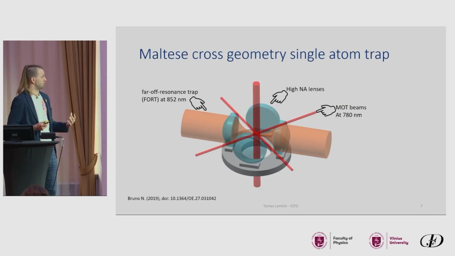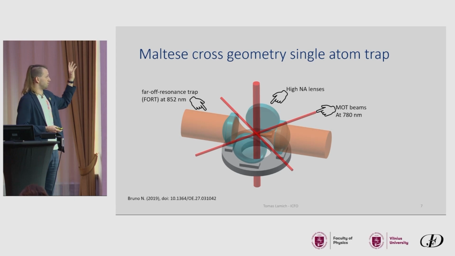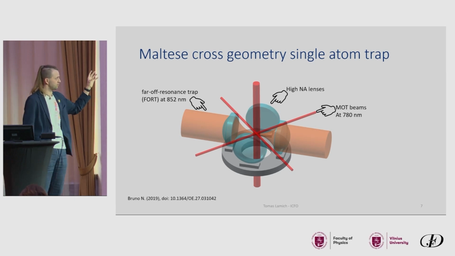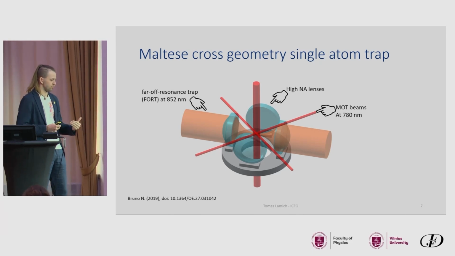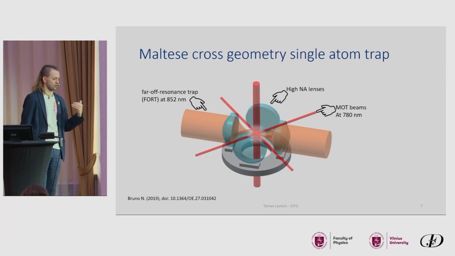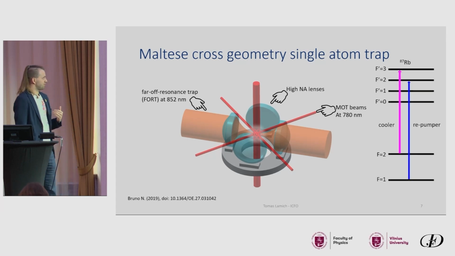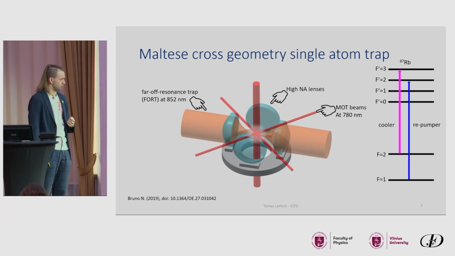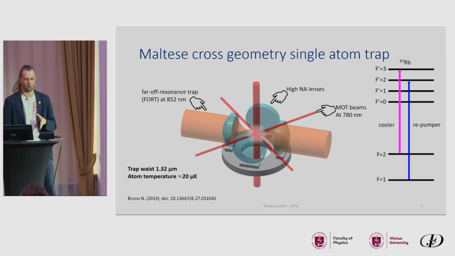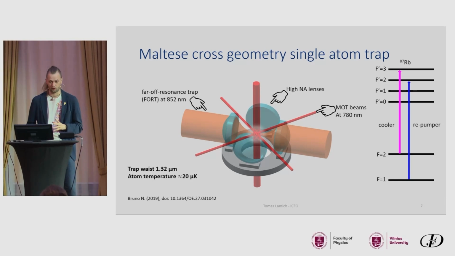How to put this in the lab? First, we need some trapping system. So we have a multi-cross geometry trap with 4 high numerical aperture lenses. Through a pair of those, we send a far-off resonance trap at 852 nanometers, and we overlap the trapping region with our magneto-optical trap at 780 nanometers, and we let the atom enter and leave the trap as it wishes. We use the rubidium-87 atom with the cooling on the 2 to 3' transition and repumping on the 1 to 2' transition of the D2 line. And our trap waist is approximately 1.3 micrometers, and the atomic temperature after cooling is around 20 microkelvins.